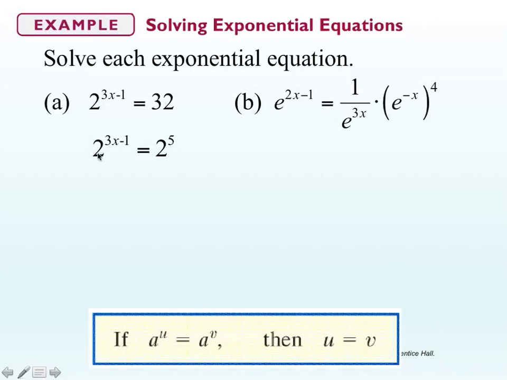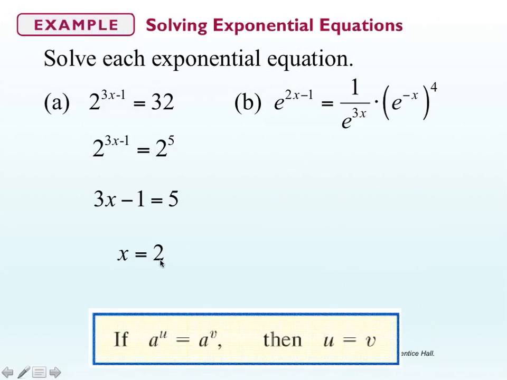And now that we have the exact same bases, we need to set the exponents equal to one another. So we just ignore the bases and we have our exponents, 3x minus 1, equal to 5. So we have 3x minus 1 equals 5, and then we add 1 to both sides and divide, so we get x equals 2 here.